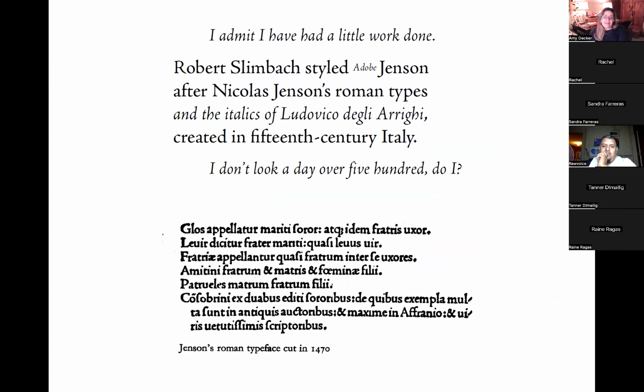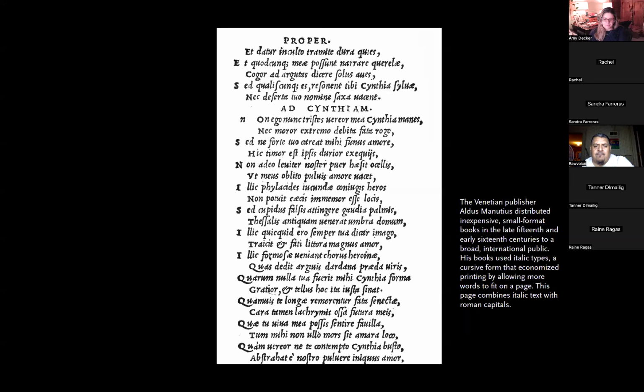So here it is, the Adobe version that you can get on your Adobe Fonts, and the original inspiration for this typeface. The Venetian publisher Aldus Manutius distributed inexpensive small format books, and he used italic letters modeled on casual handwriting style, basically as if he was writing it, because the idea here is paper was expensive.